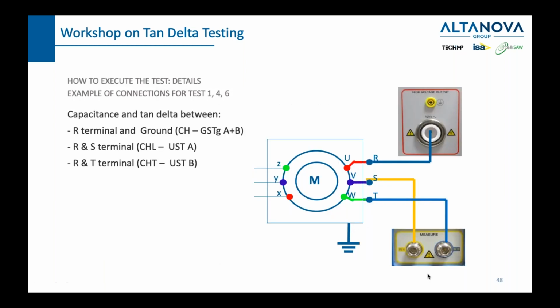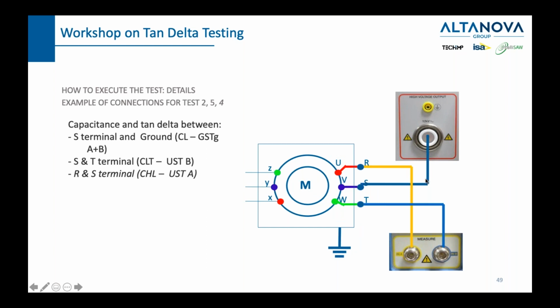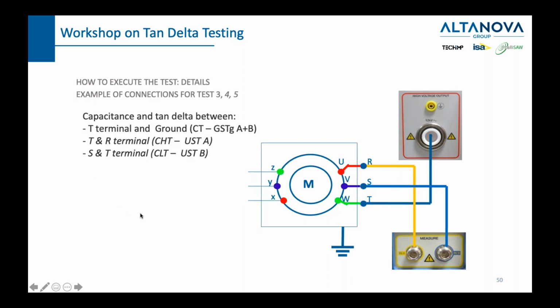So long story short, first step would be generating on phase R and measuring from phases S and T, and that's how we measure insulation between R and the ground, R and S, and R and T. And then we switch the generation from R to S, and we generate on S but measure from R and T, and we measure the S ground, ST, SR. In the third step, again, we change and we generate on the last phase, as you can see here, measure from phase one and two, and here we measure T ground and then TR and TS.